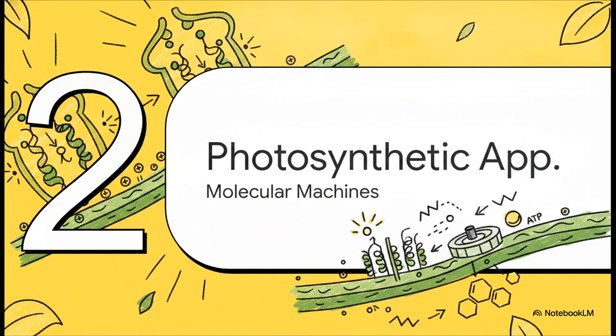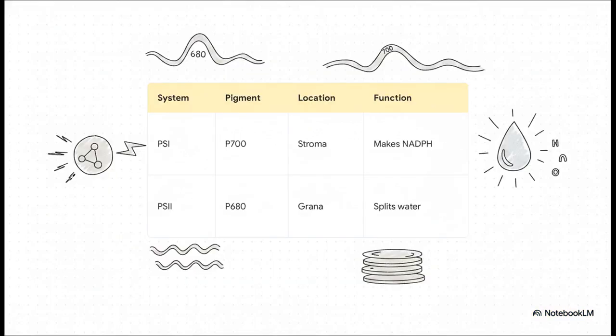Let's zoom in on those 2 photosystems, the physical molecular machines that are literally embedded inside the thylakoid membrane of the chloroplast. Crucially, we really need to distinguish between the roles and locations of photosystem 1 and photosystem 2. PSII sits in the stacked grana. It absorbs light at 680 nanometers and acts as a powerful oxidant that physically splits water. On the other hand, PSI sits over in the unstacked stroma lamellae, absorbs at 700 nanometers, and produces a strong reductant to make NADPH. So they are distinct machines with totally distinct jobs.